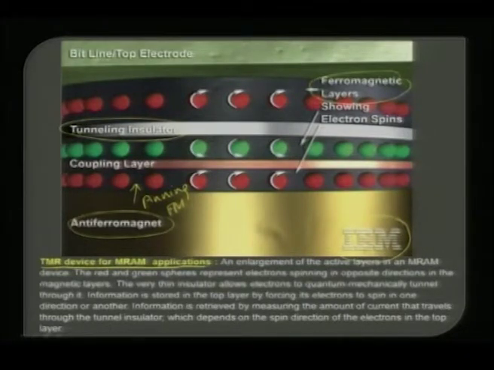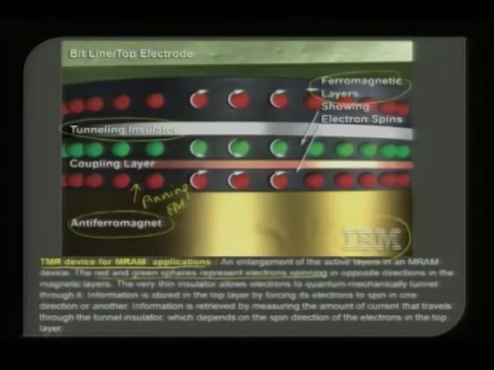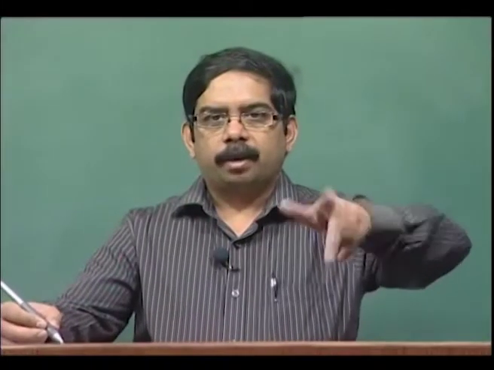So, this is the way an MRAM device is actually used in IBM. The red and green spheres represent electrons spinning in opposite directions in the magnetic layers. The very thin insulator allows electrons to quantum mechanically tunnel across this interface, and information is actually stored in the top layer by forcing its electron to spin in one direction or the other. So, this is the free layer where the flip can either be clockwise or anti-clockwise depending upon the configuration and depending upon the magnetic field direction.